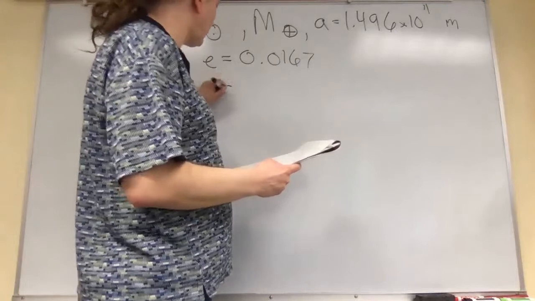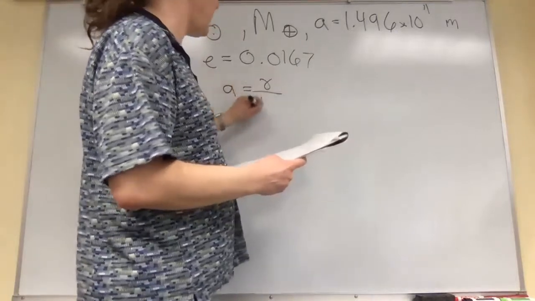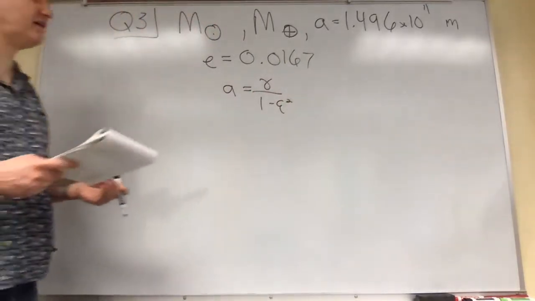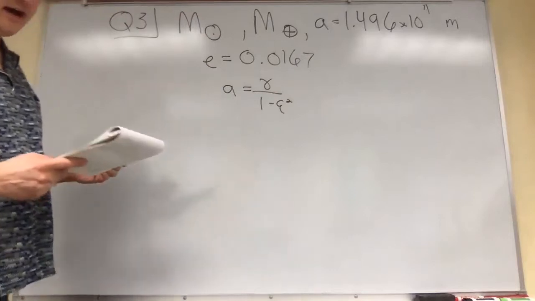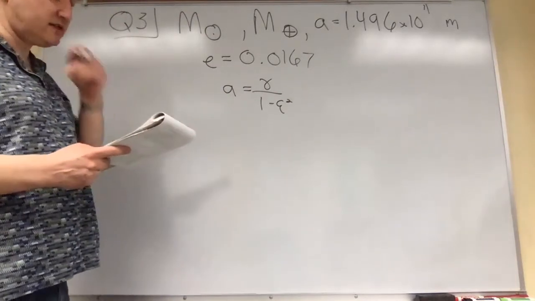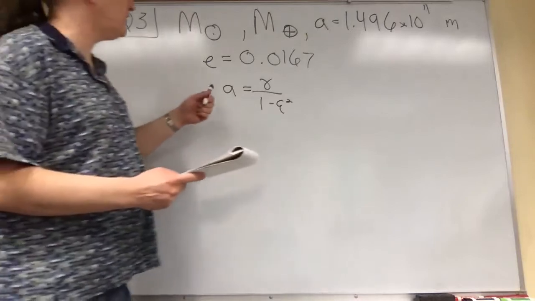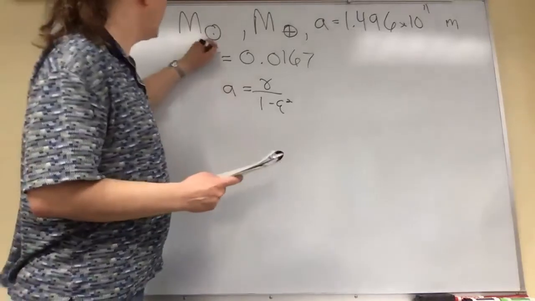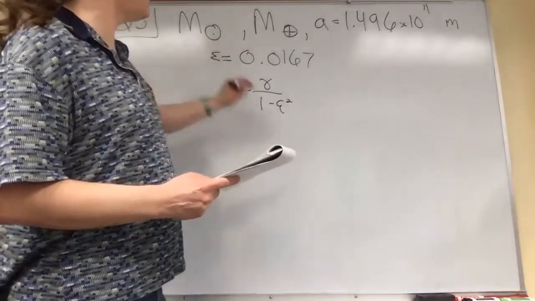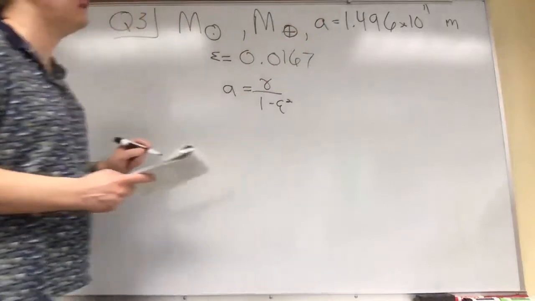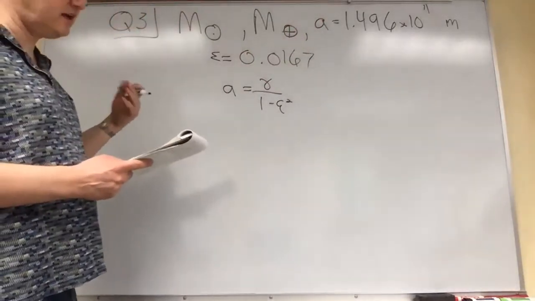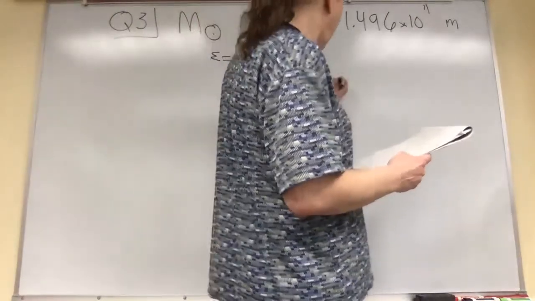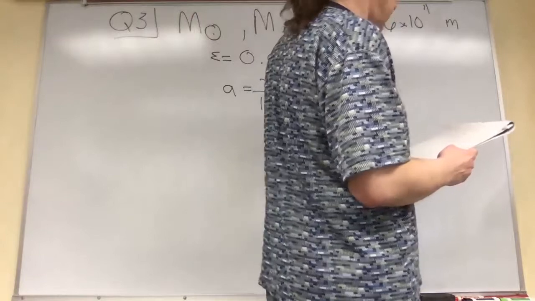Some things we know from the book. The semi-major axis, which is the same as the mean distance that the Earth is from the sun, is given by this equation. So from this equation, we know, why am I writing eccentricity with an e and not an epsilon? I don't know. We know the eccentricity. We know the mean distance from the sun. So from that, we can find out what gamma is. And I've already shifted into meters.